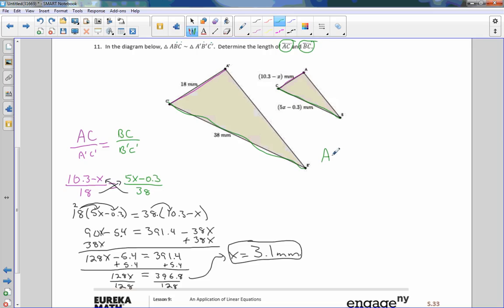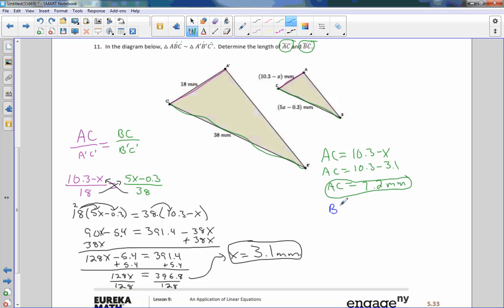So I would write AC equals. AC is right here. Where is AC? No, AC is the purple here, right here. AC is 10.3 minus x. AC now equals 10.3 minus 3.1. So AC equals 3 minus 1 is 2, 10 minus 3 is 7. So AC is 7.2 millimeters. Okay, and now I'm going to do BC.